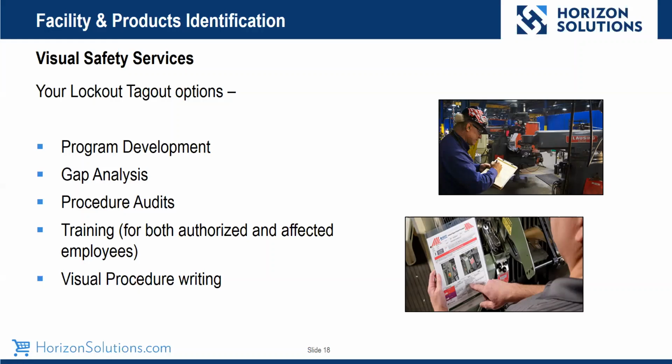We can also help you with training for both authorized and affected employees. And then again, that visual procedure writing that I had spoken about. If you look in the right-hand side, this picture, that is that Link 360 visual procedure that I had spoken about. And when our engineers come on site, identify the procedures, write the reports, these will be posted on each piece of machinery that has a lockout tagout procedure.